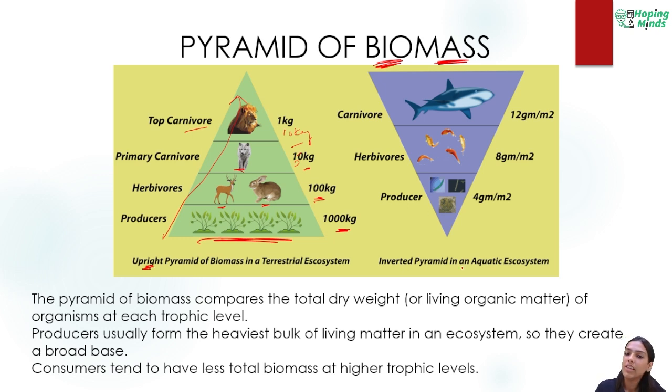But let's come over here. In an aquatic ecosystem, at the top we have a big blue whale, and there's definitely not one, there would be many, which is why this is an inverted pyramid. So the pyramid of biomass compares the total dry weight or living organic matter of organisms at each trophic level. Producers form the heaviest bulk usually, so they create a broad base in an upright pyramid. Consumers tend to have less total biomass at the higher trophic levels. Hence, an upright pyramid is formed.